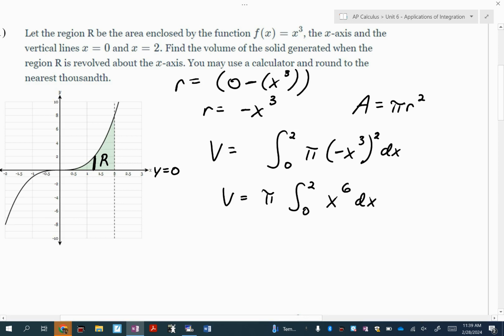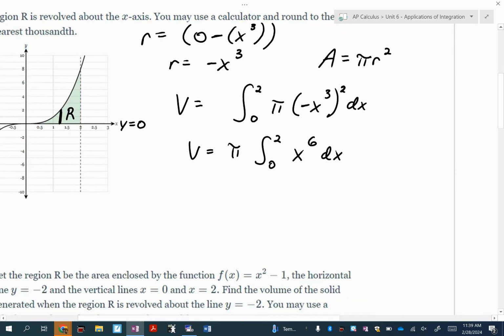Okay, now at this point, that's all the new stuff. What I do the rest here is not new. Is everyone okay with the new stuff? Okay, so let's do the antiderivative of x to the 6th power.